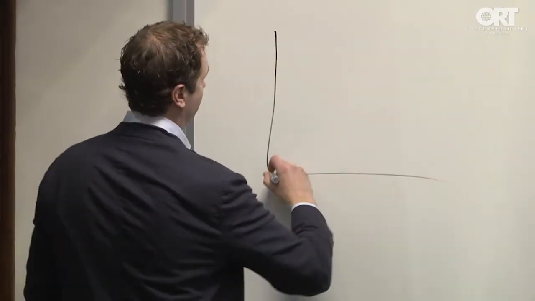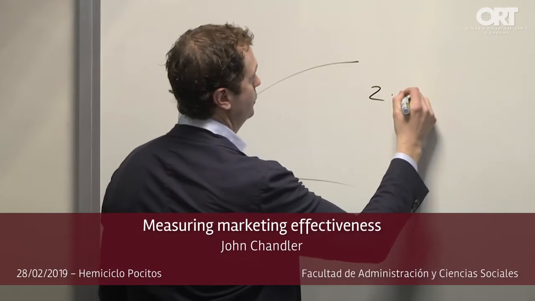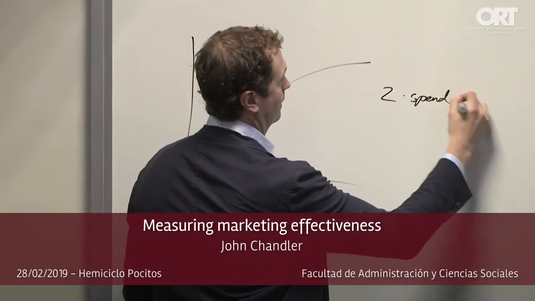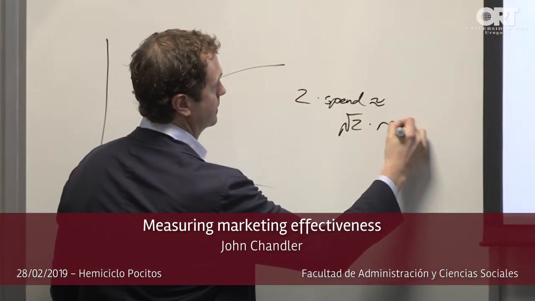The square root rule, the idea is that if you double spending, you don't double your response, right? You can't spend twice as much and get twice as much results unless you're a very new business. Instead, when you double spending, you get about the square root of 2 response. So about 41% more. But just to draw the curve that I promised to draw you, double, 2 times spend is approximately square root of 2 times response.